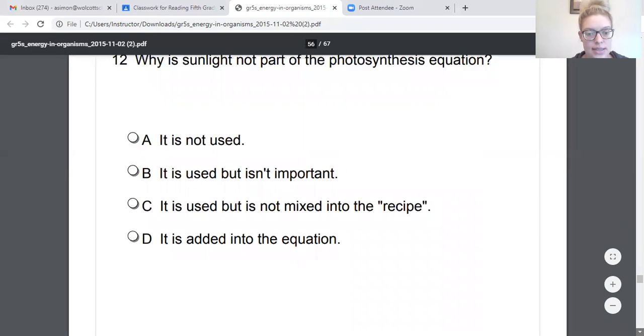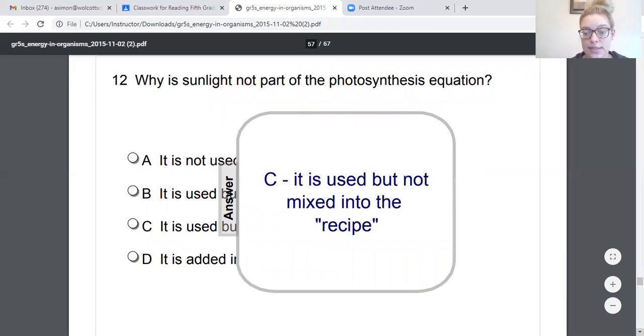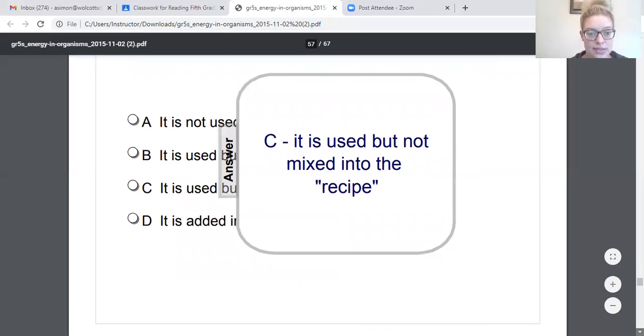If you said C, you are correct. It is used, obviously. It's one of the most important things for the process to even happen, but it's not an ingredient. It's not mixed into the recipe.